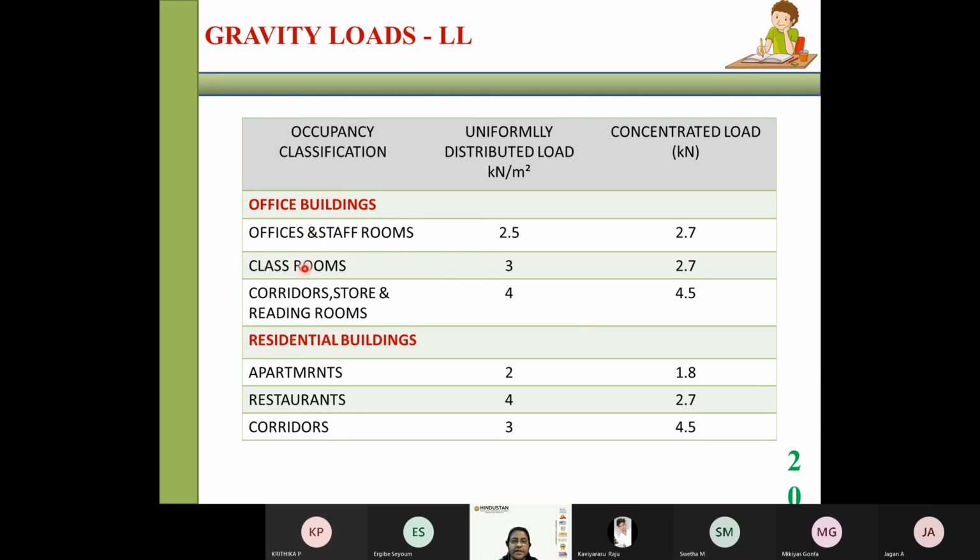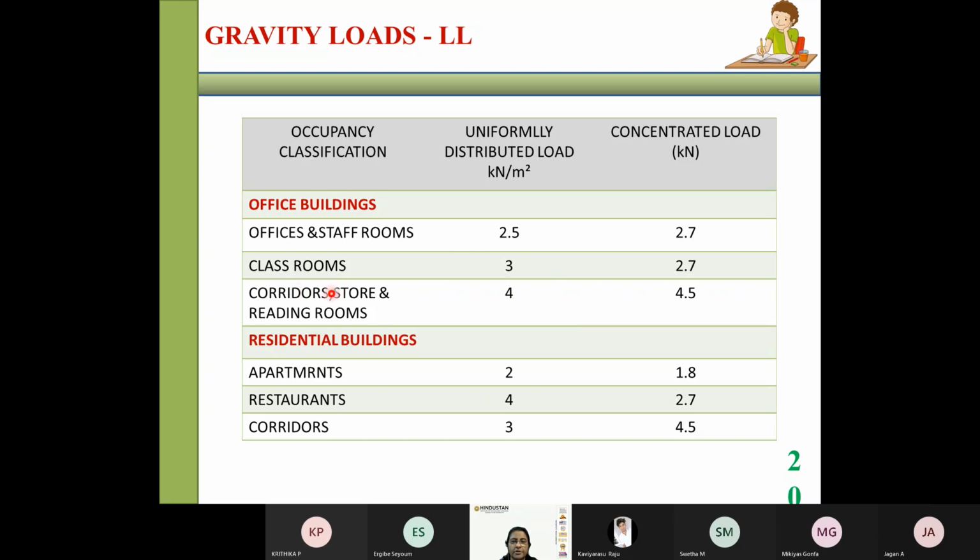So if it is a classroom, the live load is slightly increased because you have benches, desks, students, shelves. So for the classroom, the live load can be a little higher, that is 3 kilonewton per meter square. If it is a corridor, store, reading rooms, etc., it is slightly higher.